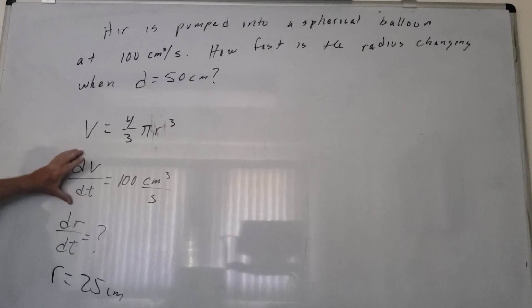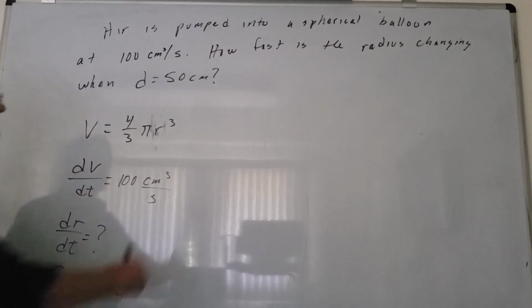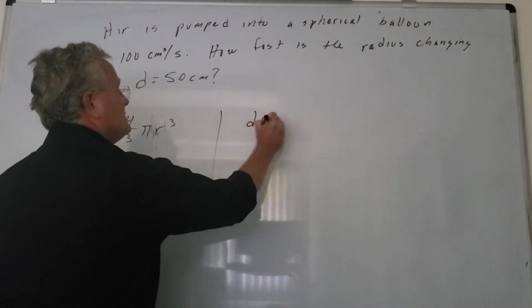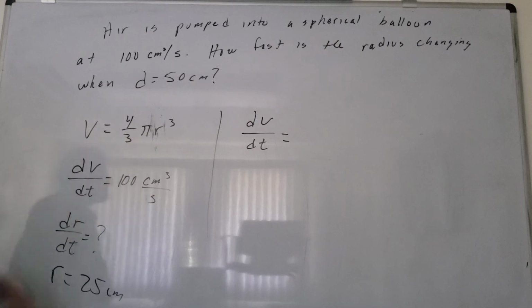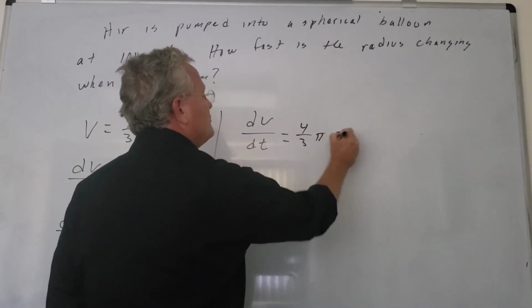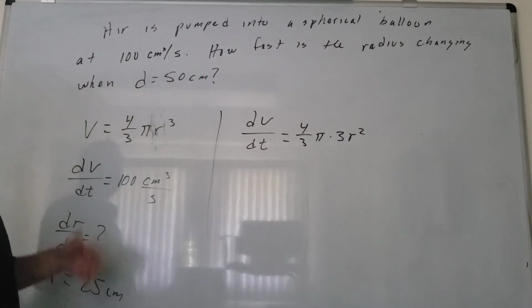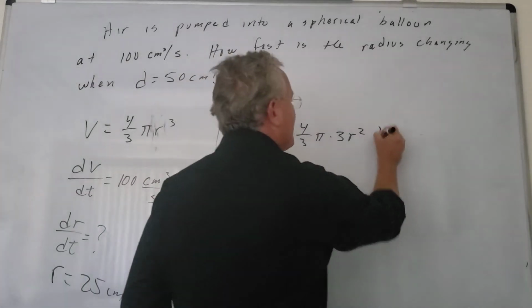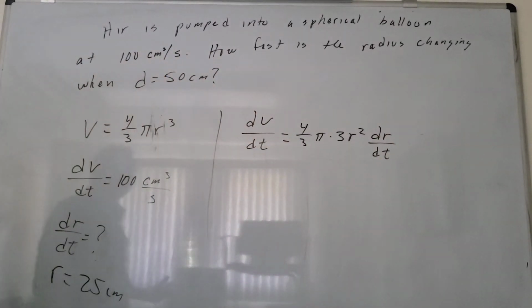So we know the rate at which the volume is changing, so let's take the time derivative of both sides of this. So when we take the time derivative, we get dV/dt equals 4/3 pi. The derivative of r cubed is 3r squared times the derivative of r, but the derivative of r with respect to time is dr/dt. Now we plug in what we're given.